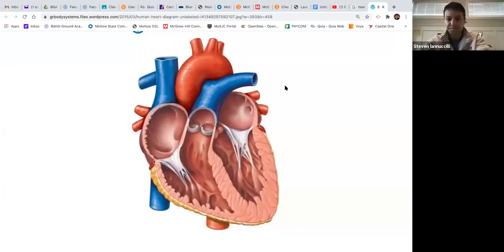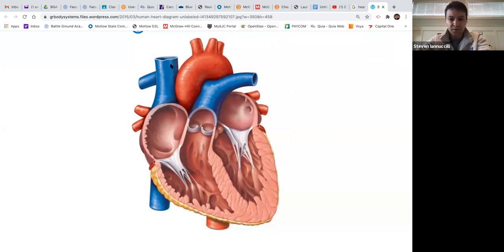Let's see, what I want to do is get a picture of the heart. That's the best way for me to teach this, in my opinion, rather than on a PowerPoint or something like that. So let me find one for you. Okay, here we go. And let me share my screen. All right, so here is the human heart.